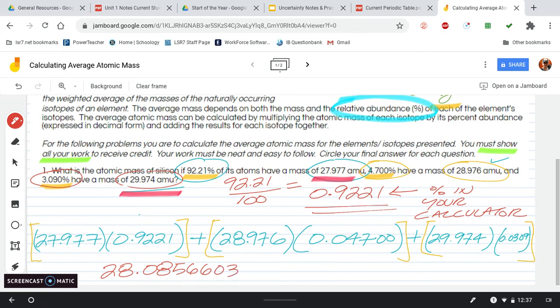And I know we haven't talked about rounding yet. So on these, just go ahead and round to like 2 decimal places. That will be fine. We haven't gone over sig figs with you guys, so not a big deal. So just give me an answer of 28.08, and 2 decimal places is fine on these. And that's atomic mass units or grams.